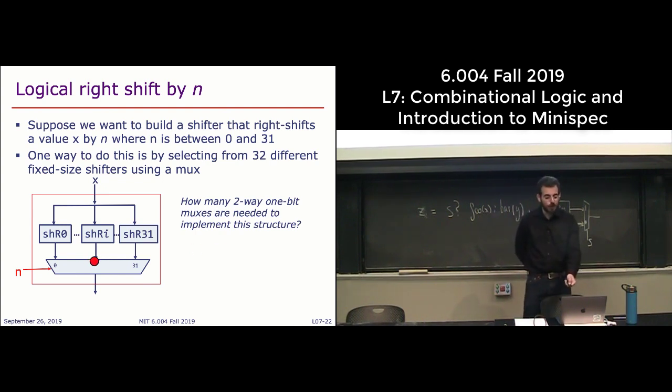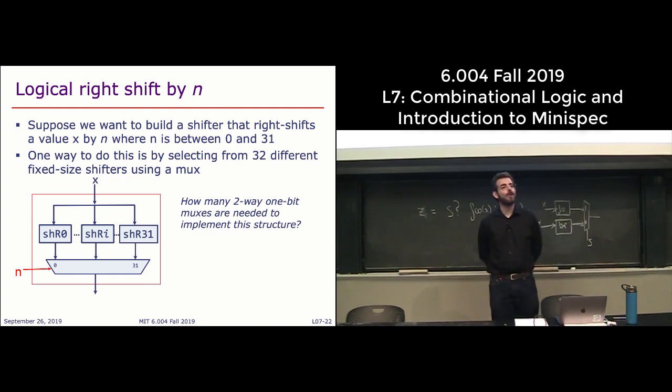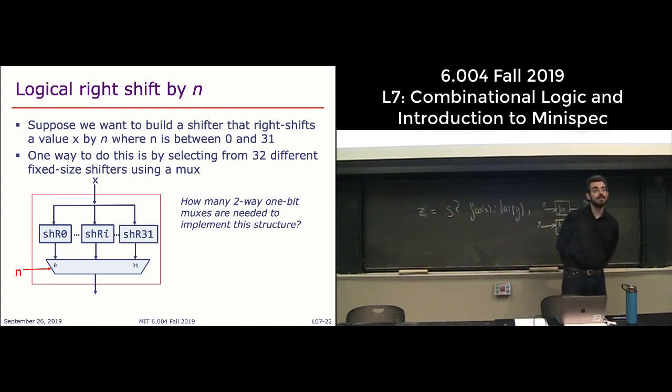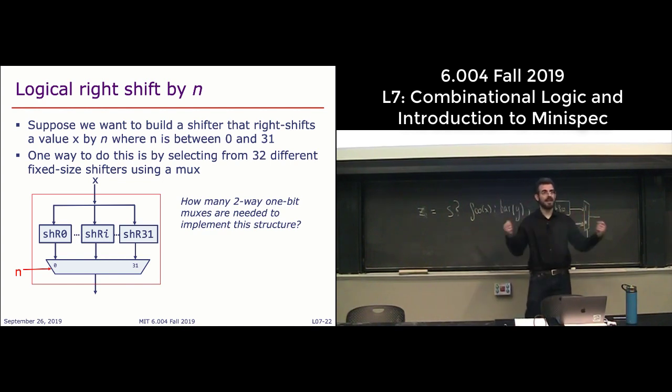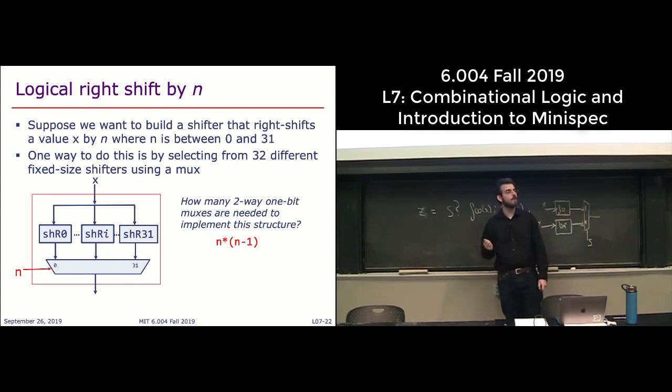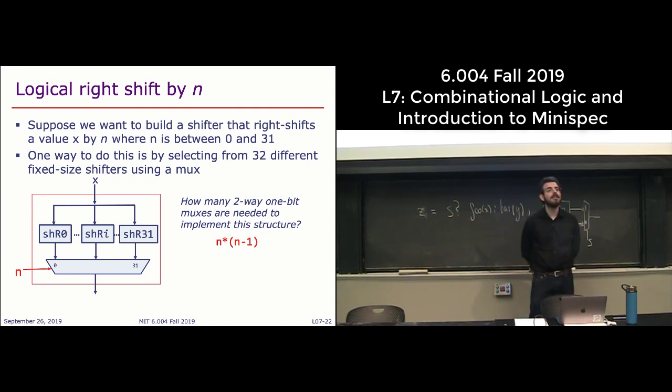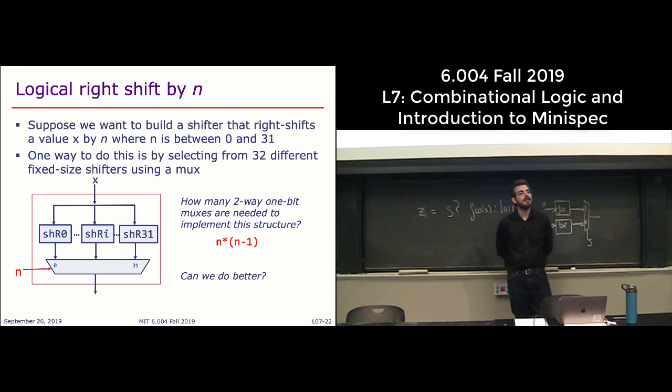Well, how many 2-way 1-bit muxes are needed to implement this 32-way 32-bit mux? How many input wires does this thing have? 32 times 32, 1024 bits. That's a ton of wires. And remember, we can do a tree of n-1 muxes to implement an n-way multiplexer. So a 32-way multiplexer would be 31 2-way muxes, and then we replicate this, so times 32. So we'd have 31 times 32, which is about 1,000, in general n times n-1. This is super expensive.